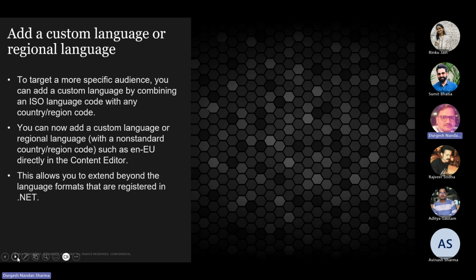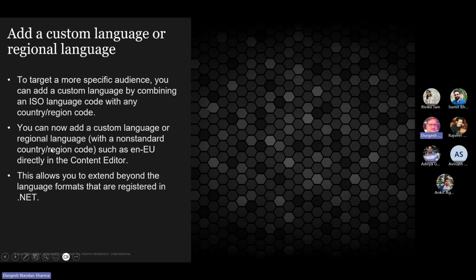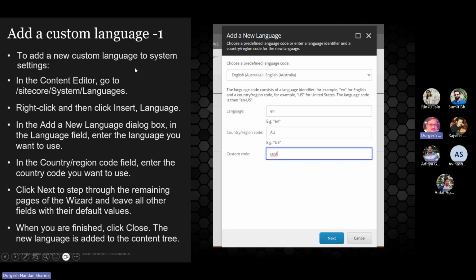Another one is adding a custom language or regional language. This is to target a more specific audience. We can add a regional language in 10.4, any region code or any language which is currently in use. This allows us to extend the language formats that are already registered in .NET languages. So we can extend this and create new ones. How to do this? Like this. First of all, we will add a new language.